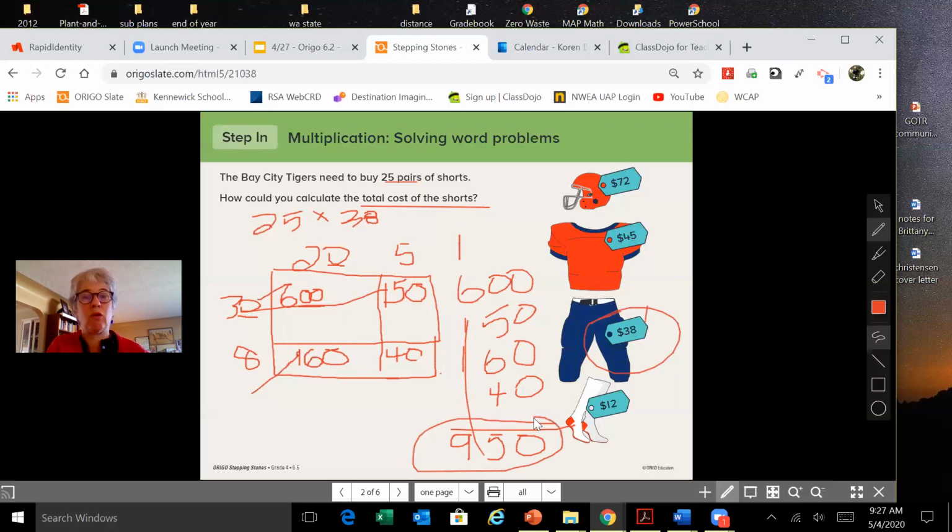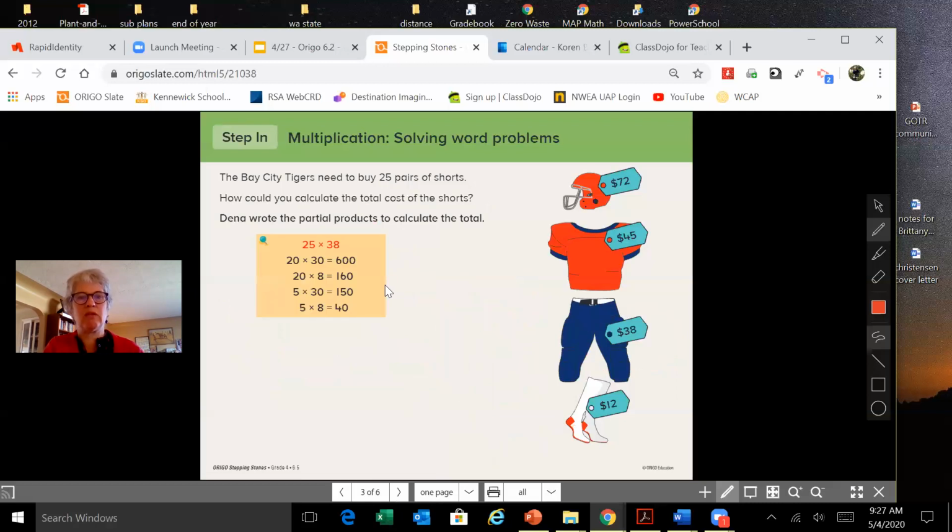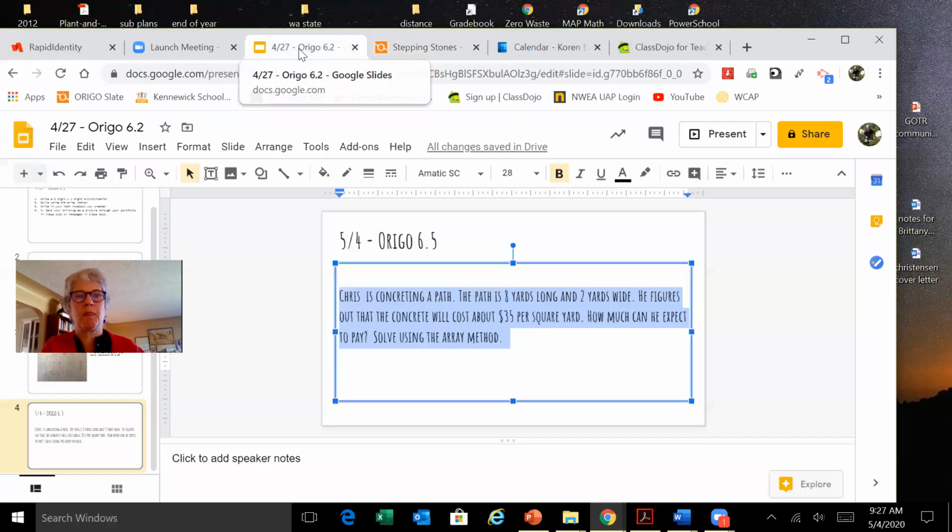Okay, so let's see, do we have another one here? Yeah, and we can see we have it right here. 20 times 30 is 600, 20 times 8 is 160, 5 times 30 is 150, and 5 times 8 is 40. Okay, so after this practice doing this type of multiplication, this should be feeling like, I got this, Ms. B. So here is our journal.